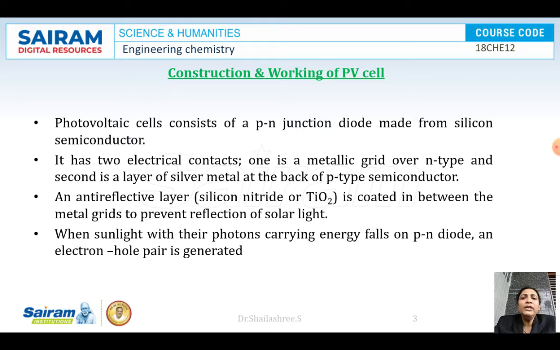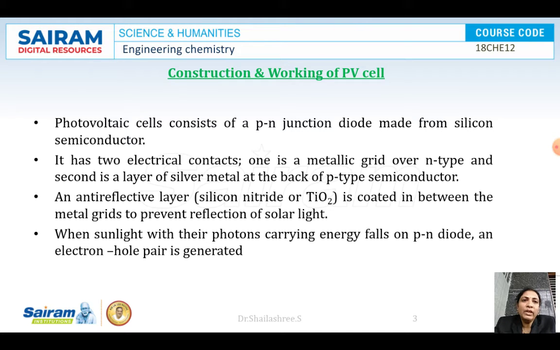Coming to the construction and working of PV cells, the principle involved here is the movement of electrons when solar radiation, that is, energy from sunlight, strikes the surface. There will be a movement of electron and hole pairs through the external circuit in the opposite direction of the conventional current. When these two terminals are connected to a conducting device like a battery, the energy starts storing there.